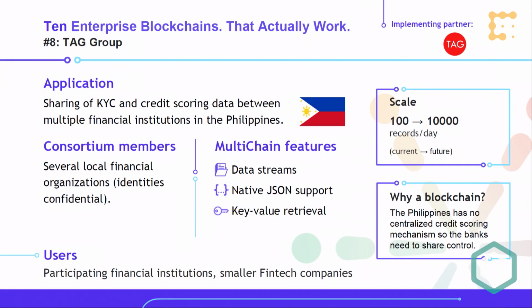The members of the blockchain are several financial institutions in the Philippines. And what they're doing is they're putting information on the blockchain about loans that are given to individuals and also about whether or not those loans have been repaid. And that information can then be seen and shared between the multiple participants in the network. It's a relatively small network right now, writing about 100 records per day, but expected to scale to around 10,000 records or 10,000 events per day.